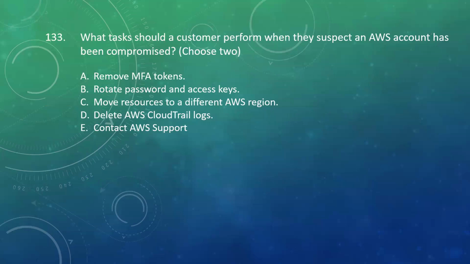Question number 133. What tasks should a customer perform when they suspect an AWS account has been compromised? You need to choose two options. Your options are: remove MFA tokens, rotate passwords and access keys, move resources to a different AWS region, delete AWS CloudTrail logs, contact AWS support. Correct answers in this case are option B and option E. You should rotate passwords and access keys, and you should contact AWS support as well.